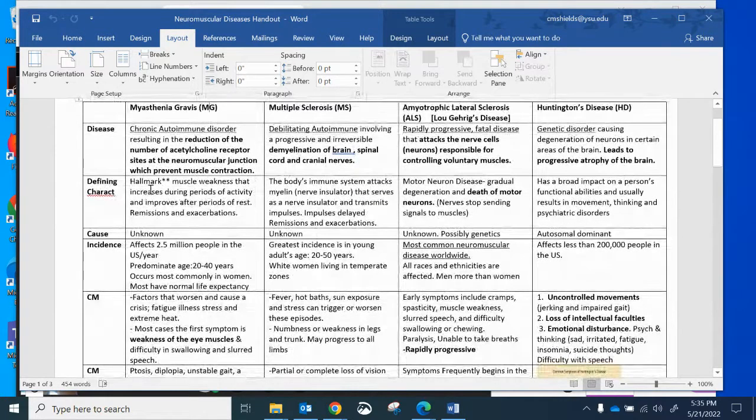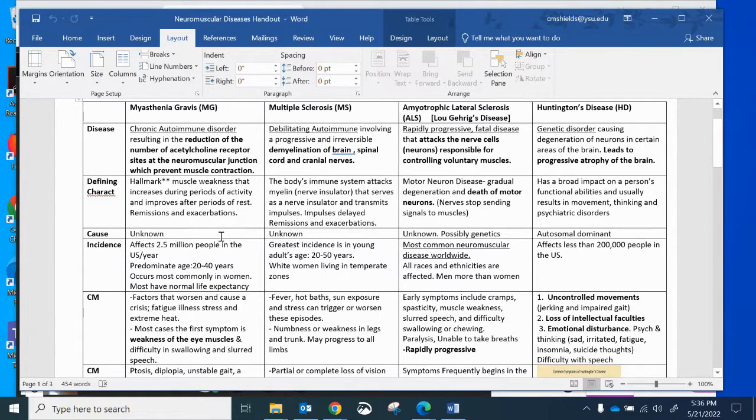Some defining characteristics: the hallmark is muscle weakness that increases during periods of activity and improves after periods of rest. So it has remissions and exacerbations. Multiple sclerosis, which is autoimmune, also has remissions and exacerbations, so that's a common thing between those two. Cause: don't know, don't know, maybe genetics. And Huntington's disease is genetic, so a little difference there with the causes.